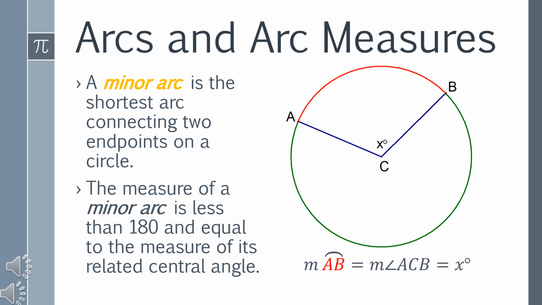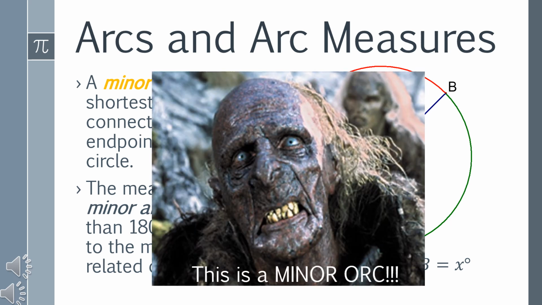Okay, a minor arc is the shortest arc connecting two endpoints on a circle. So the measure of a minor arc is less than 180 and equal to the measure of its related central angle. So in this case, the measure of arc AB would equal the measure of angle ACB, which is x degrees for this diagram. Okay, this would be a minor arc.